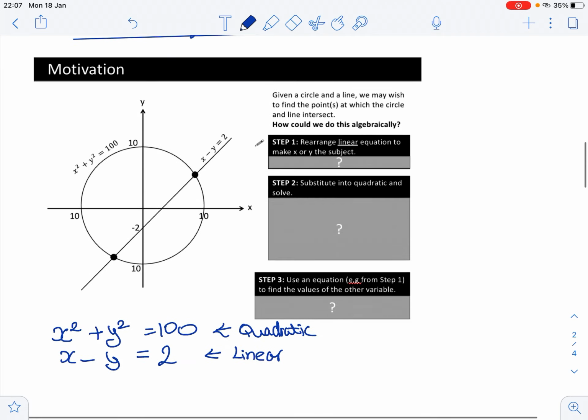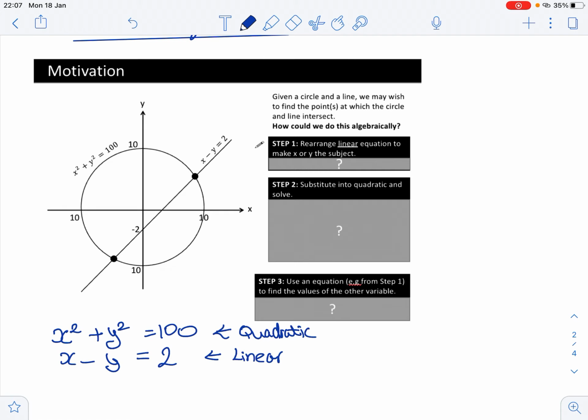For example here, I've given a quadratic equation. We know it's quadratic because we have the squared term, and we're also given a linear equation such as x minus y equals 2. To solve this, we can find the intersection of the 2 points.